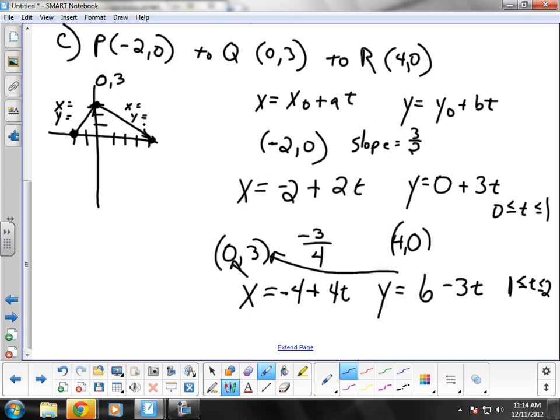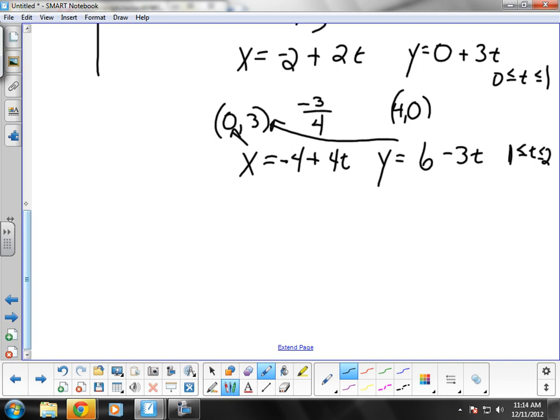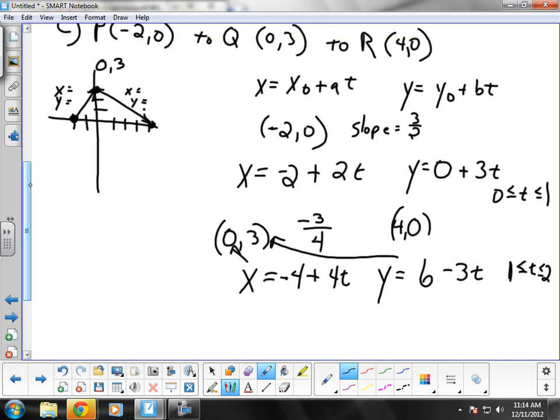Okay? Because -4 plus 8 would give me +4. And let's see what happens here when I put the 2 in here. So I get 6 minus 6, which would be my 0. So this is it. So my piecewise function here, when you're doing parametrics, they're much bigger, is I have x is equal to -2 plus 2t.